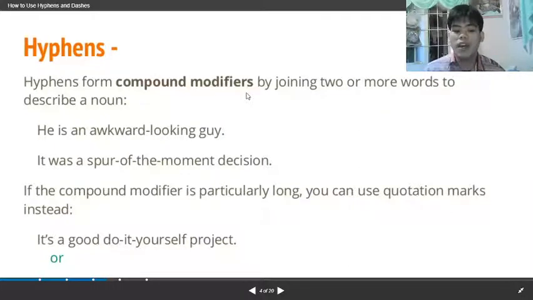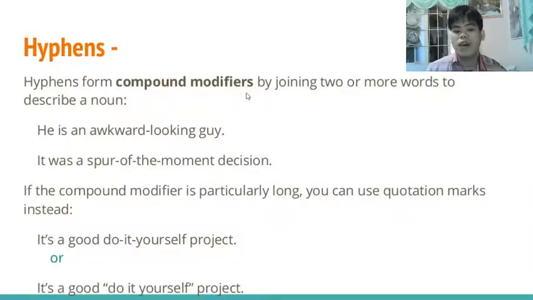So, if the compound modifier is particularly long, you can use quotation marks instead. So, for example, it's a good do-it-yourself project. So, we can use hyphens or we can use quotation marks. So, it's a good "do it yourself" project, designed with quotation marks.